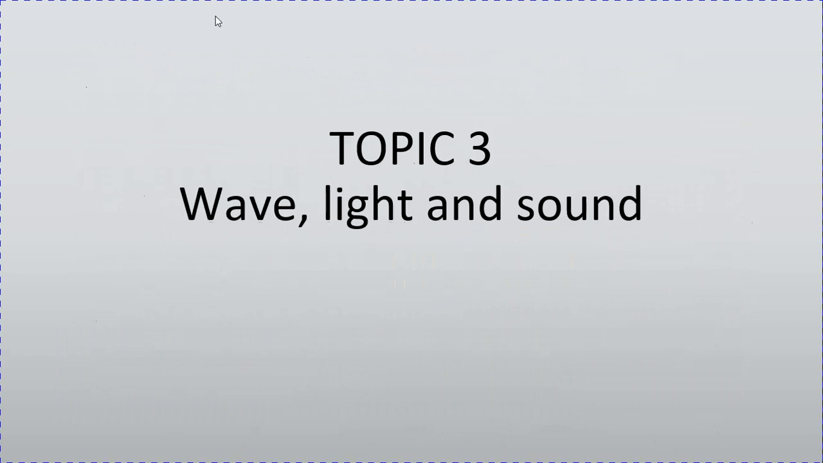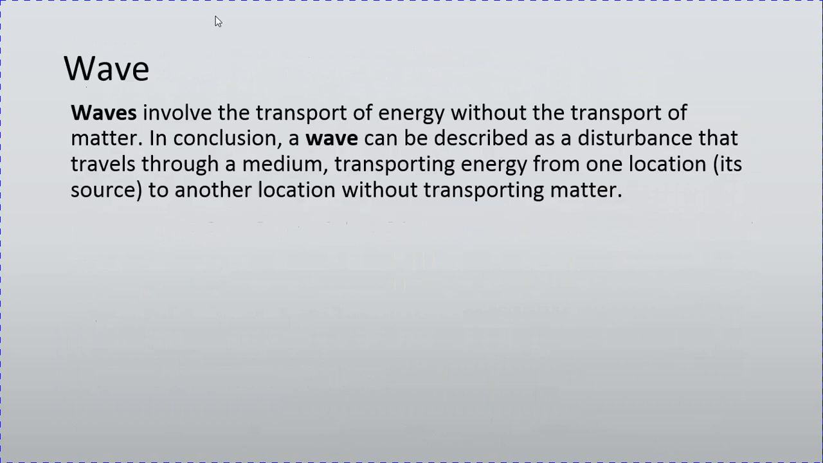So we are on topic 3, wave, light, and sound. So what is a wave? Waves involve transport of energy without the transport of matter. In conclusion, a wave can be described as a disturbance that travels through a medium, transporting energy from one location to another location without transporting matter.